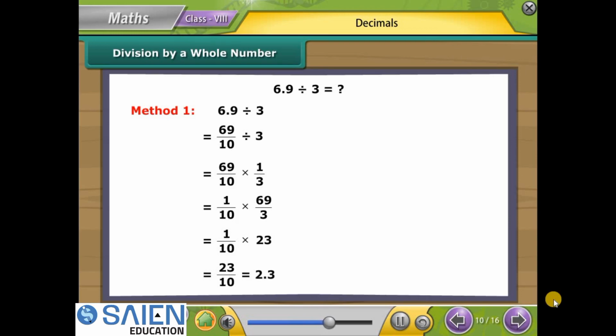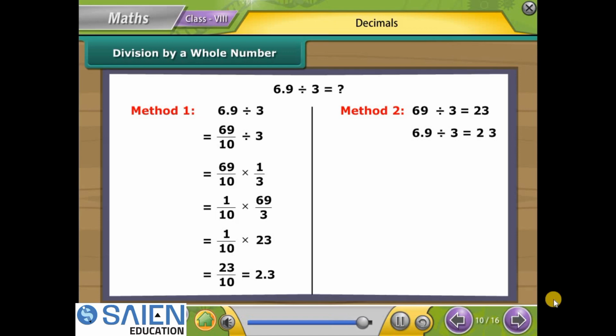last 2.3. Let us learn the second method in which the decimal number is considered as a whole number and is divided by 3. We get 23. Since there is one digit to the right of the decimal point in 6.9, we place the decimal in 23 such that there would be one digit to its right. We get 2.3 again.